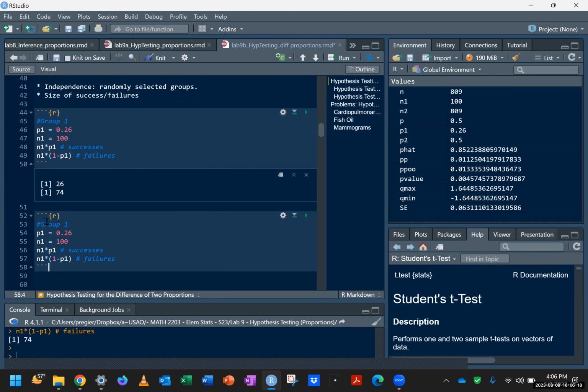And then let's do group 2. We can use our work. The only thing that's different is we got 29%.